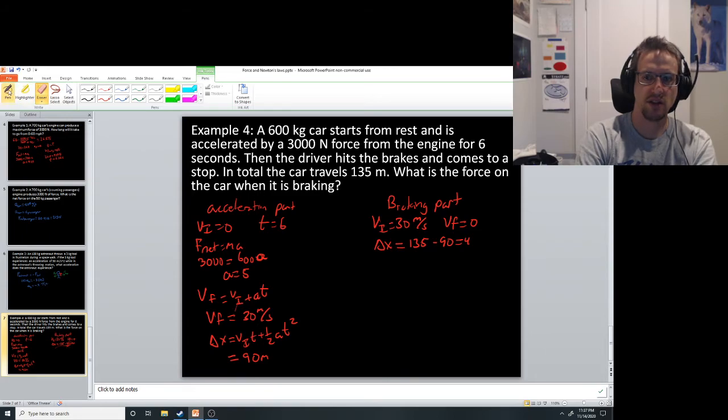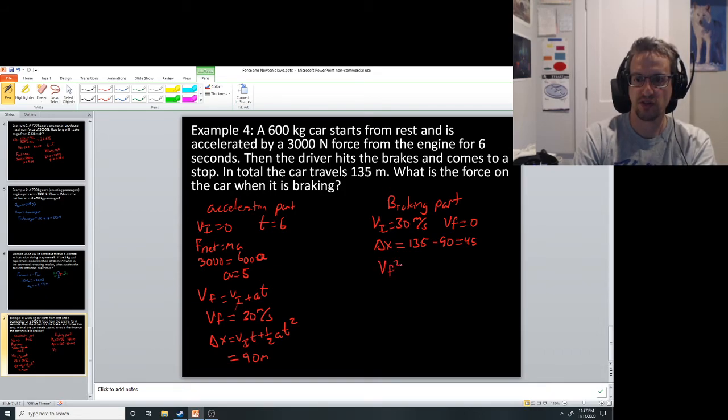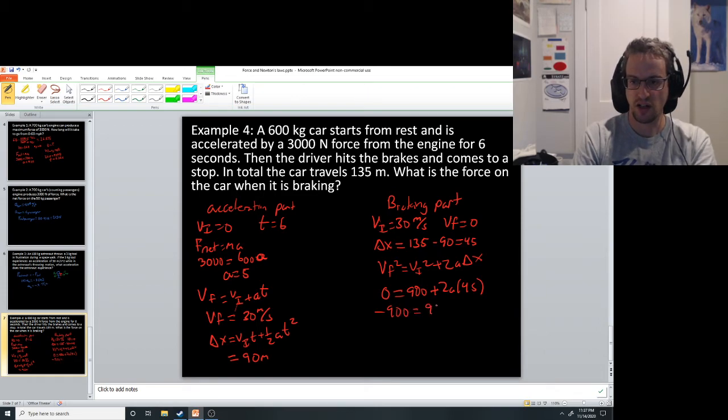All right, so now I've got three variables: V final, V initial, and displacement. I want to find force. So I'm going to find acceleration. V final squared equals V initial squared plus 2a times change in x. 0 equals 900, that's 30 squared, plus 2a times 45. So negative 900 equals 90a. A equals negative 10 meters per second squared.